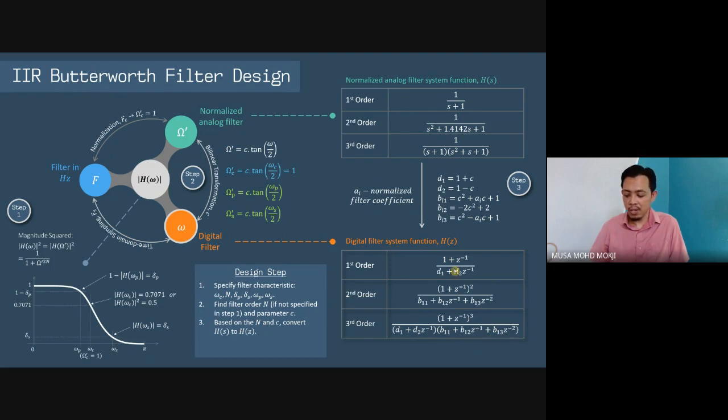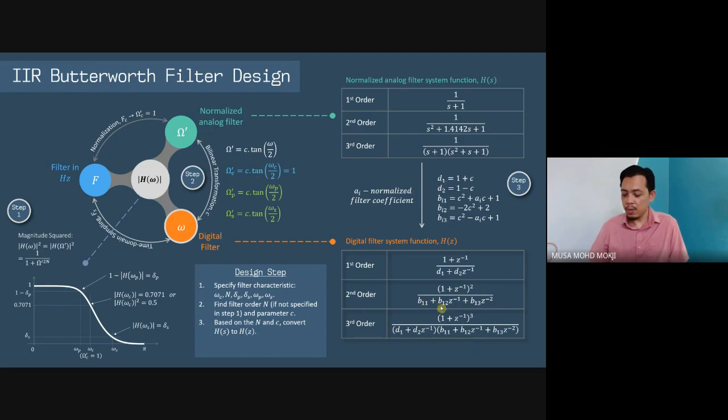And how to solve that? This is actually the equation. Let's say you have D1 and D2. What is D1? D1 is 1 plus C. So what is C? This is C. That's why you need to solve this first, get C, and then you can solve D1.